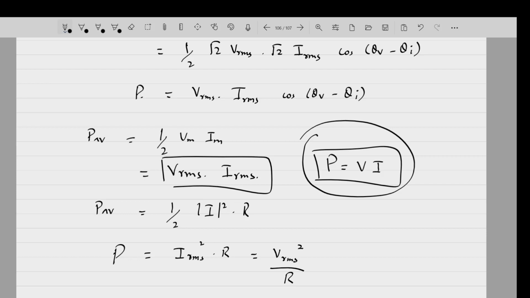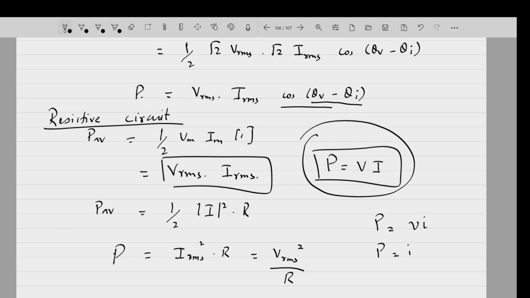Sir, where did the cos phi go? In the formula you wrote earlier, cos of theta V minus theta I, where did it go in the second one? I said that for a resistive circuit, P average is given by 1/2 of Vm Im. For a resistive circuit theta V minus theta I is equal to 0, so cos 0 is equal to 1. That is where it vanished for a resistive circuit. So now for a resistive circuit you can simply write for an AC circuit also P is equal to VI, P is equal to I squared R, P is equal to V squared by R.